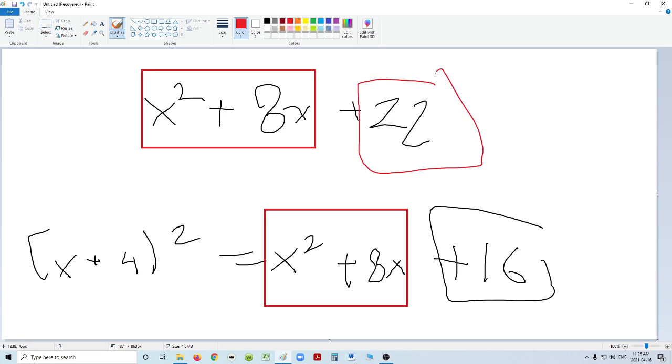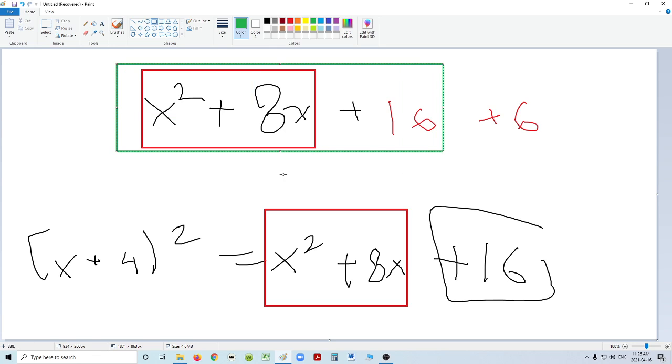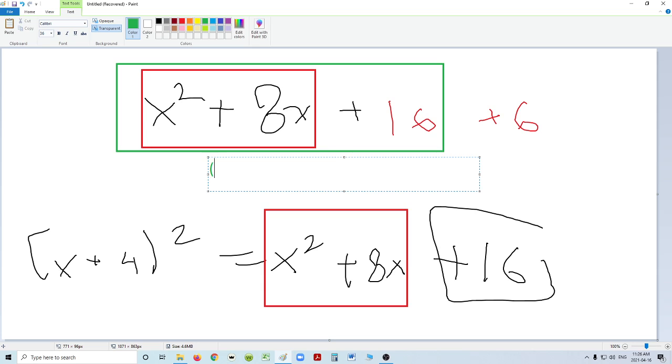Now fortunately we have 22, and 22 certainly can be broken down into 16. You can break down any number in a math equation any way you like, so long as you follow the rules of math, and 22 can be broken down as that. So this is the same equation. Plus 16 plus 6 is the same as plus 22. All of a sudden, if I take this component of it right here in green, I have my perfect square. And now I can replace that part of it, the part in green, with x plus 4 squared.